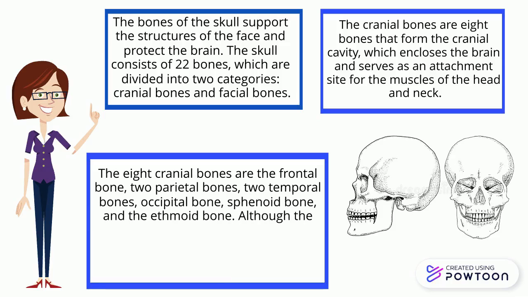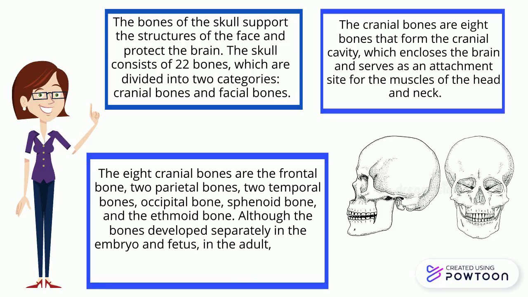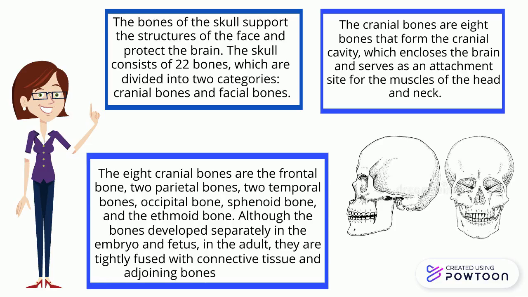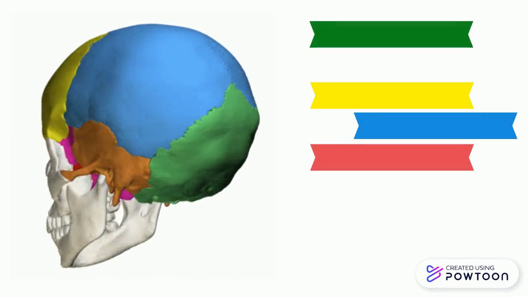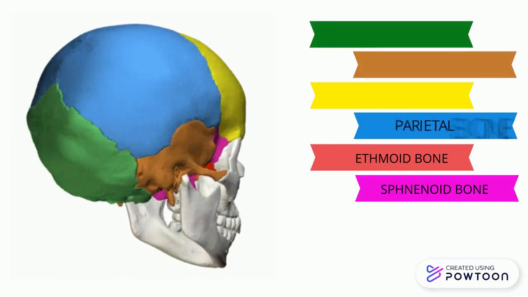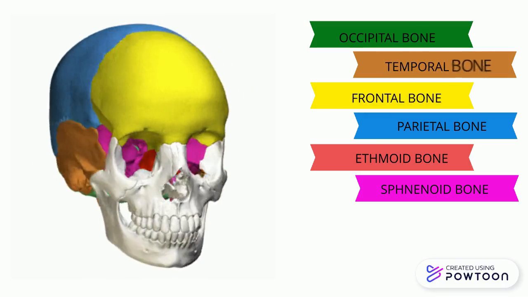The 8 cranial bones are the frontal bone, 2 parietal bones, 2 temporal bones, occipital bone, sphenoid bone, and the ethmoid bone. Although the bones develop separately in the embryo and fetus, in adults they are tightly fused with connective tissue and adjoining bones do not move.